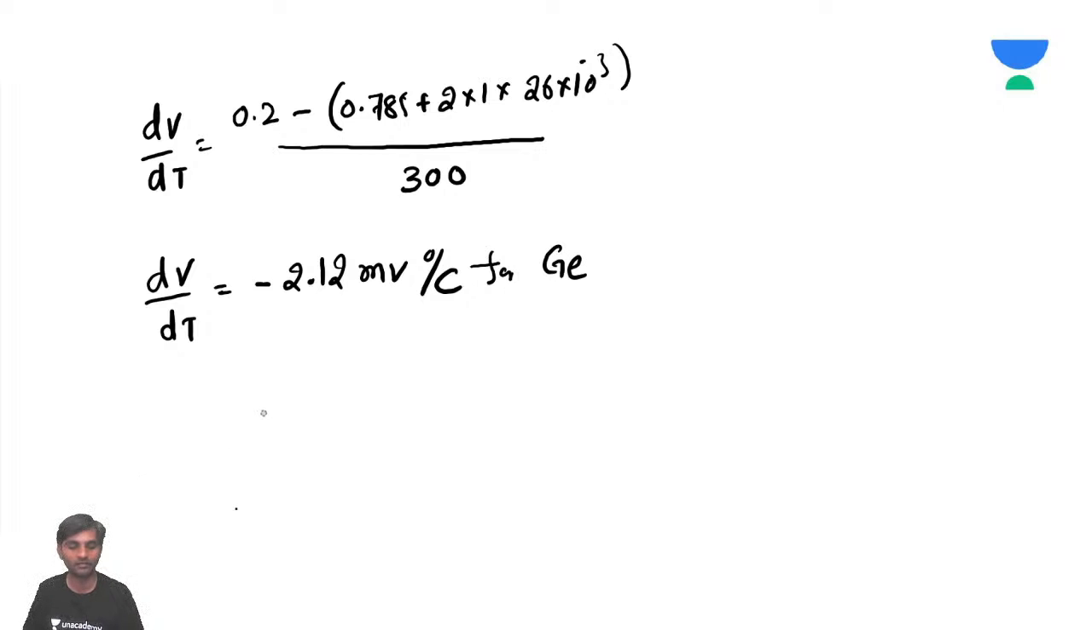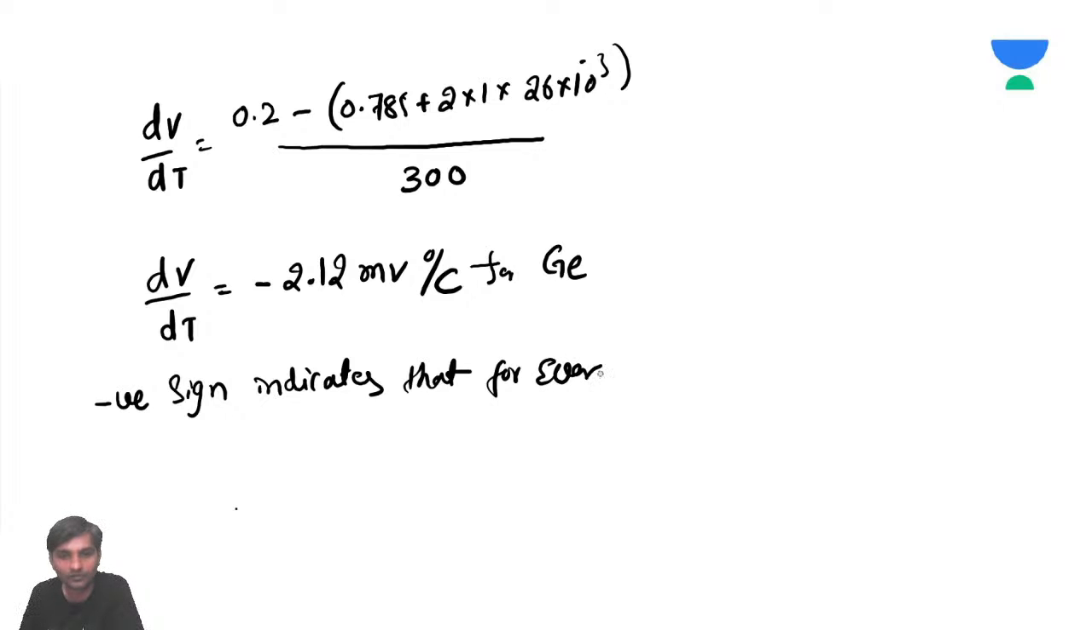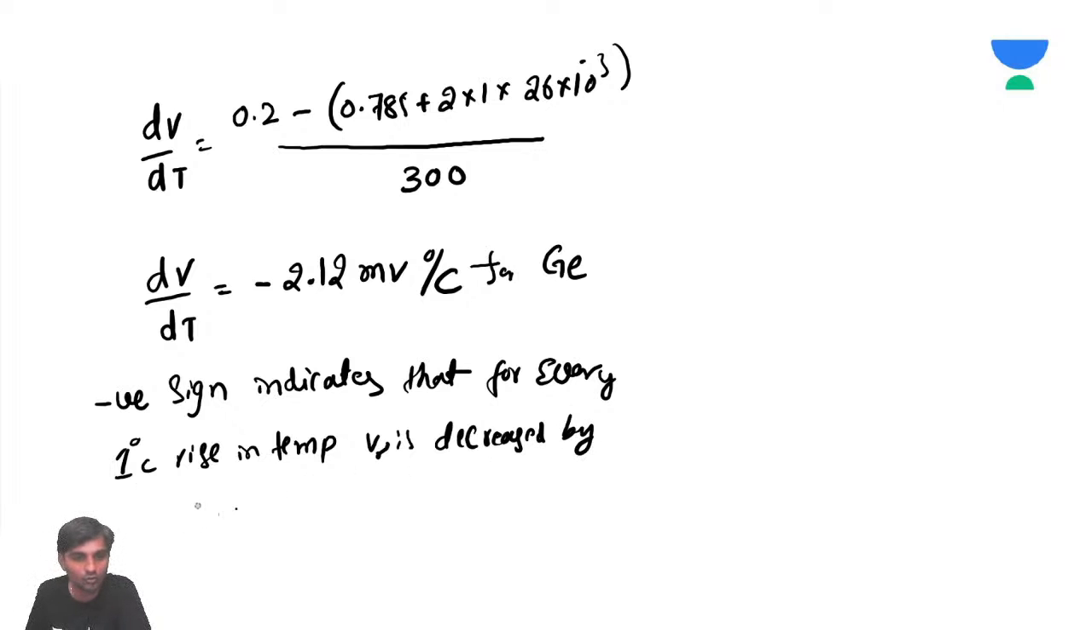What does it mean? The negative sign indicates that for every 1 degree rise in temperature, the cut-in voltage, the voltage required for conduction, will be decreased by 2.12 millivolts. This is very important. You should remember this point.